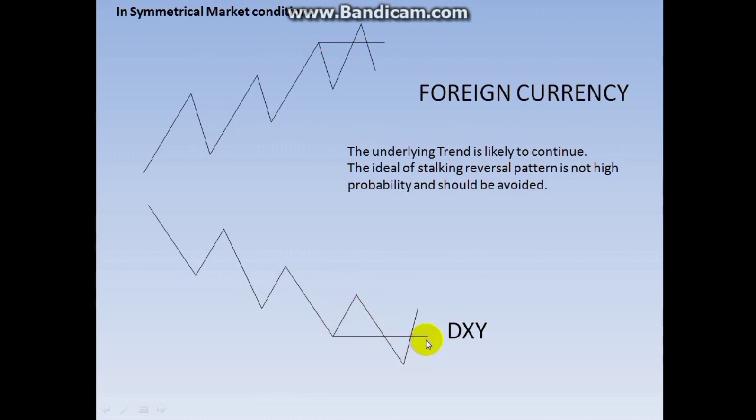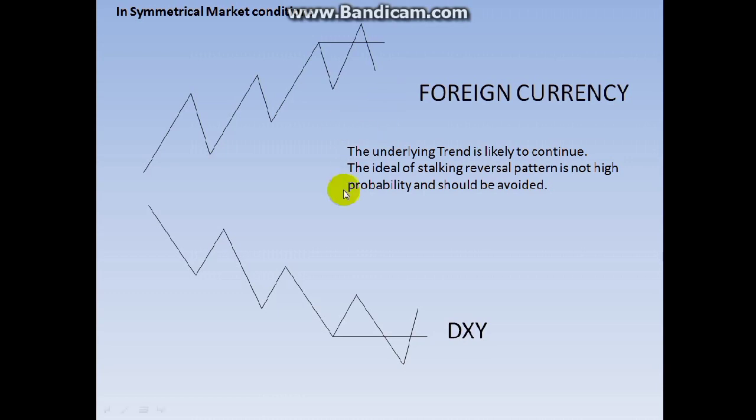So now the probability of stalking a reversal pattern in this kind of market condition is very low, and it should be avoided. It doesn't mean the underlying trend cannot change. It can change. Price is just price. The probability is what we are considering. We are putting into consideration the probability of it happening.